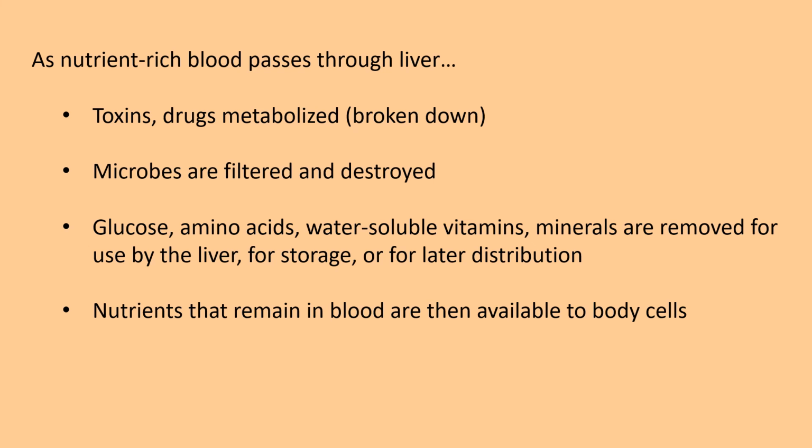All right, so as this nutrient-rich blood passes through our liver, drugs can be metabolized, toxins can be broken down, the microbes can be filtered out and destroyed by those macrophages, and then water-soluble nutrients like amino acids and glucose and water-soluble vitamins and minerals, some of them can be removed by the liver, and the liver can use them or the liver can put them into storage. And the nutrients that stay in the blood and go into general circulation are available to all of our body cells.